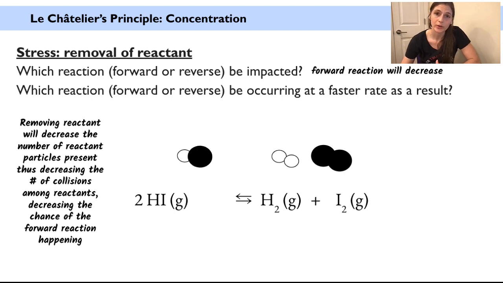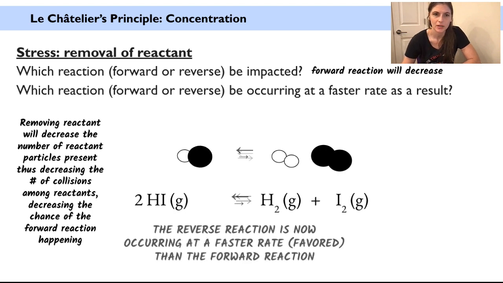I'm not changing the rate of my reverse reaction by removing reactant, because I haven't changed how many product particles there are. So the reverse reaction, because it hasn't changed, will be favored because I have slowed down the forward reaction, and so this change has favored the reverse reaction.